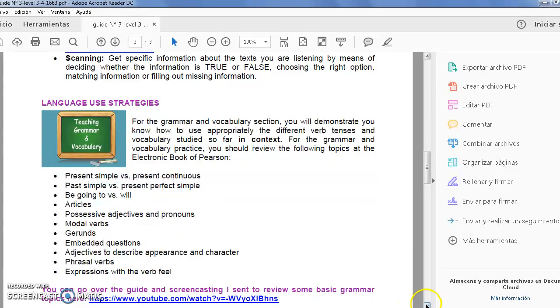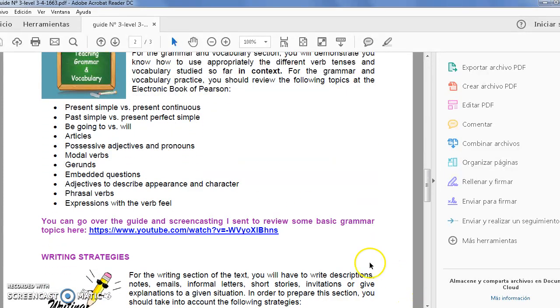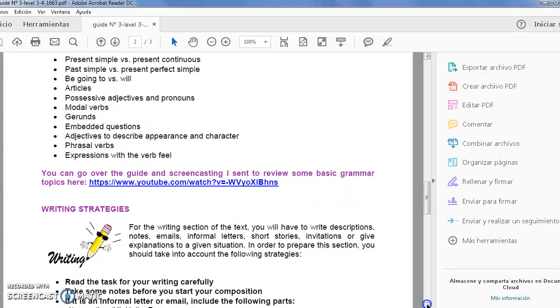And if you want to check the guide I sent some weeks ago to check some basic verb tenses that could be useful for you, you just click here, guys. This is one of the guides I designed in the past. I sent it to you some weeks ago with some basic verb tenses.